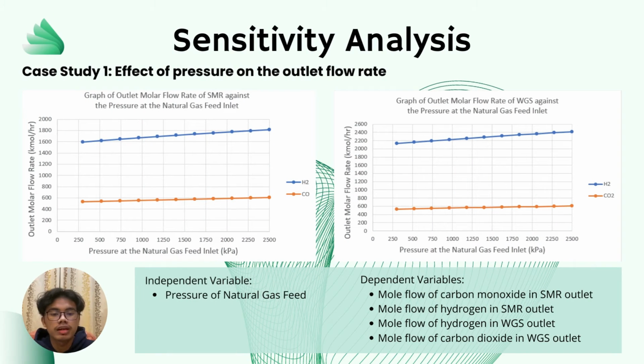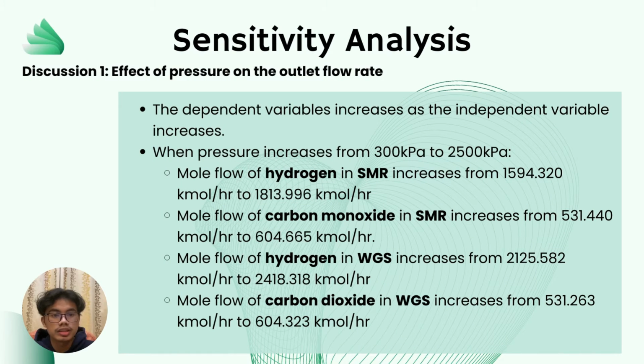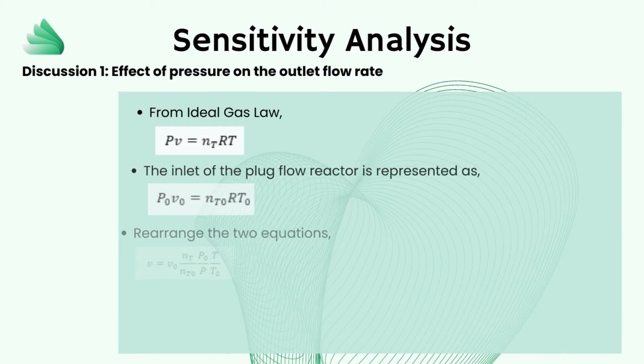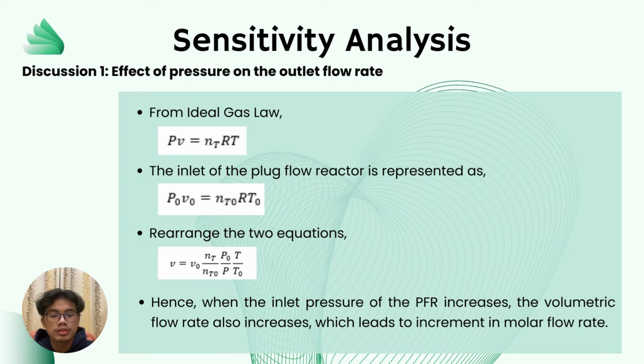Case study 1 shows the effect of pressure on the outlet flow rate. The independent variable is the pressure of natural gas feed, while the dependent variables are listed as shown. Two graphs are plotted from the data obtained. From the simulation, it is observed that as the pressure increases, the molar flow rate of SMR and WGS also increases. From the ideal gas law, we obtain PV equals nRT.